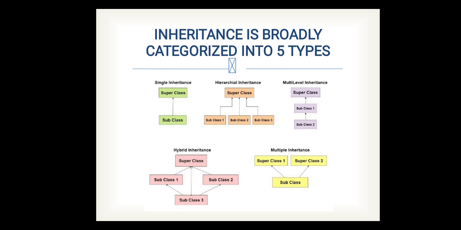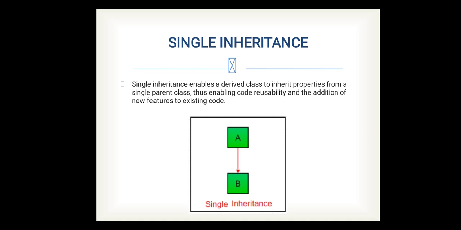Next is categories of inheritance. So basically inheritance is broadly categorized into five types, that is single inheritance, hierarchical inheritance, multi-level inheritance, hybrid inheritance and multiple inheritance. So we'll see what these types are. The first one is single inheritance, which we have already seen in this example. We inherit the properties of the parent class into the child class. This is called single inheritance.